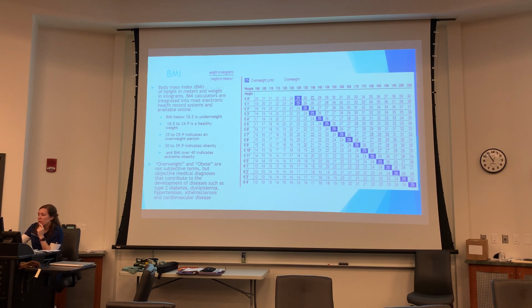The 30 to 39.9 is obesity, and BMI over 40 indicates extreme obesity. Overweight and obese are not subjective terms, but they are objective medical diagnoses. Once they get into this level BMI, they are at higher risk for type 2 diabetes, dyslipidemia, atherosclerosis, hypertension, cardiovascular disease. Below 18.5 is underweight, malnutrition, and we'll talk about what can happen with malnutrition. So 18.5 to 24.9.